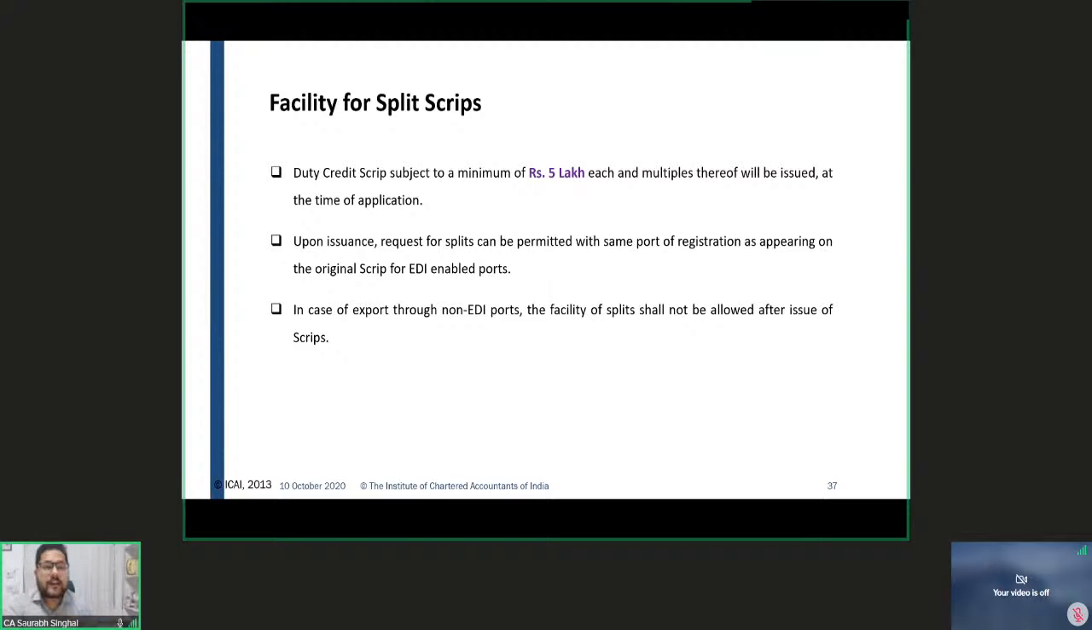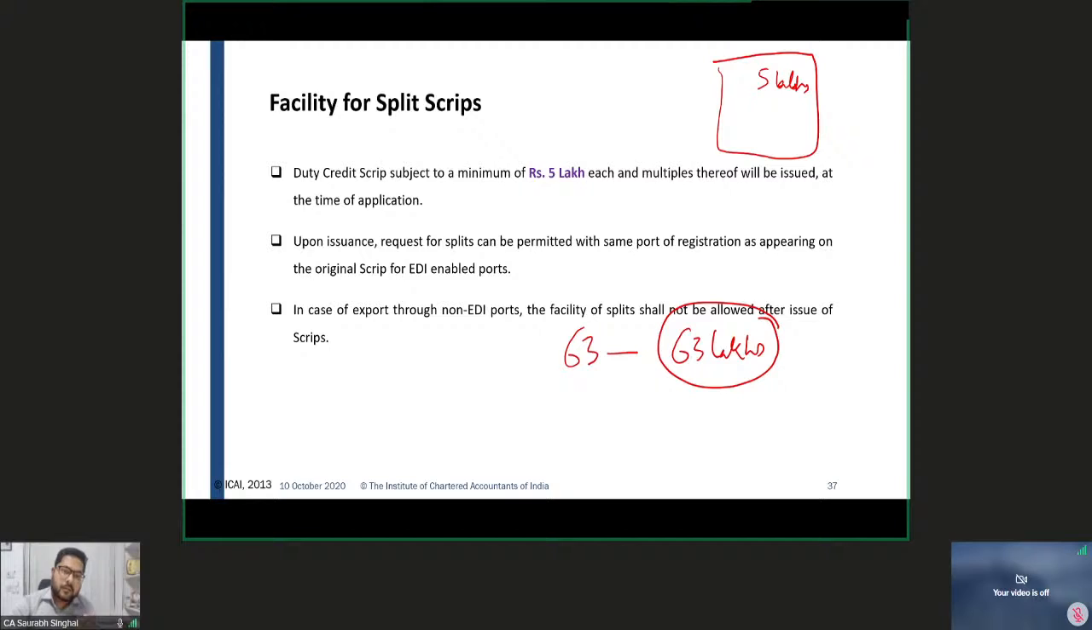Now this is also practically very relevant. Whenever you apply for duty credit scripts under MEIS, the Merchandise Exports from India Scheme, the credit script amount is in multiples of 5 lakhs. Meaning thereby, suppose your eligibility for MEIS script is for 63 lakhs. So you can apply for a single script of 63 lakhs. Why will you apply for a single script? Because I have to sell it in the market. Why apply for so many scripts? Let's apply for only one script and sell it in the market. I will be able to find a buyer for 63 lakhs.